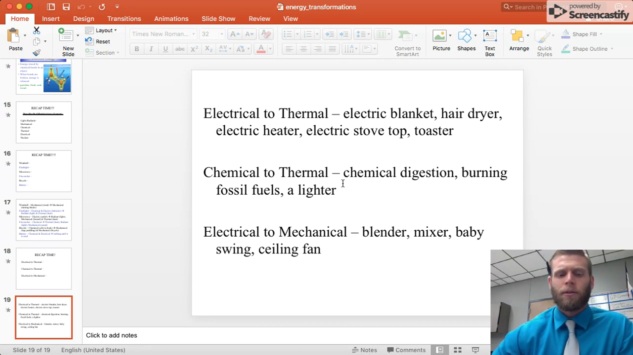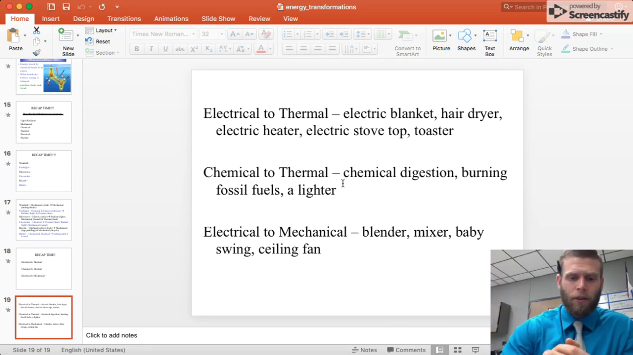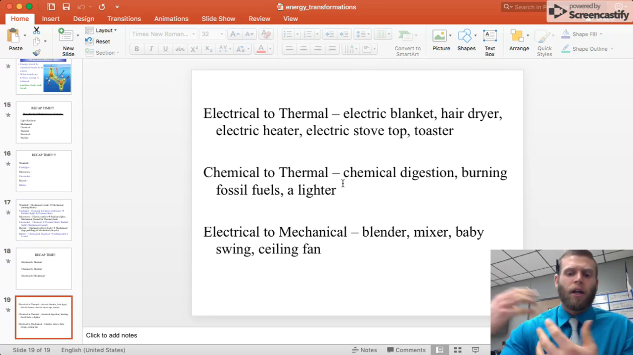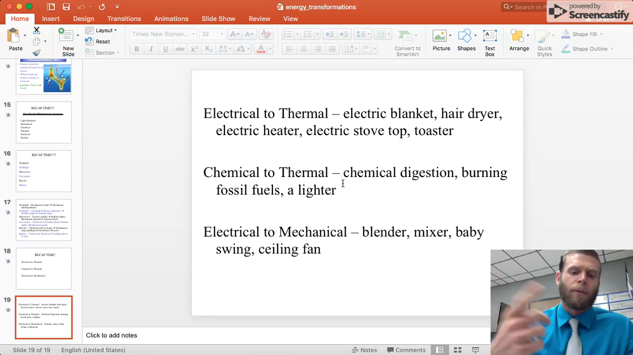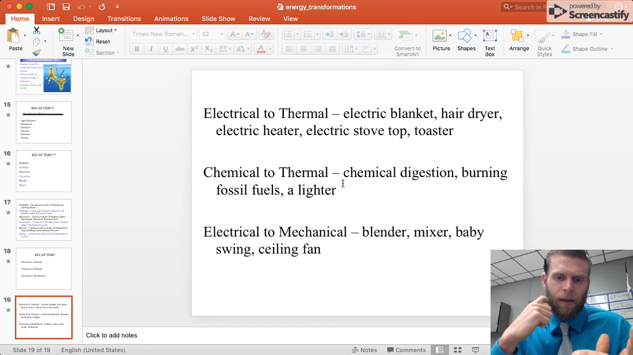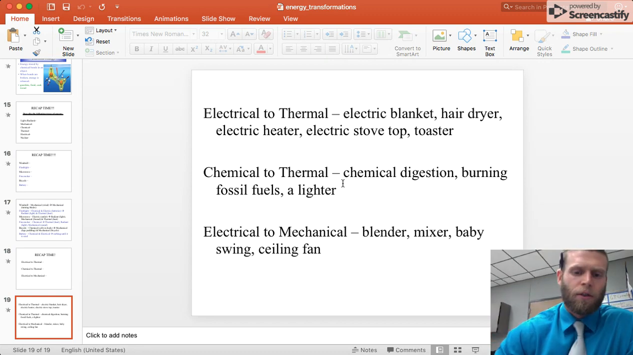Those are all just examples of electrical energy transforming to mechanical because it causes movement, right? A blender moves, a mixer moves, a baby swing moves, they all move. So it's something that's electrical energy that then goes into movement or mechanical energy.